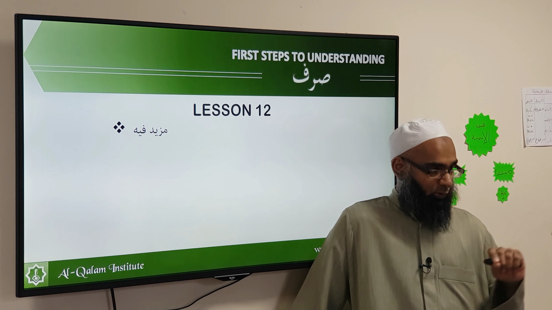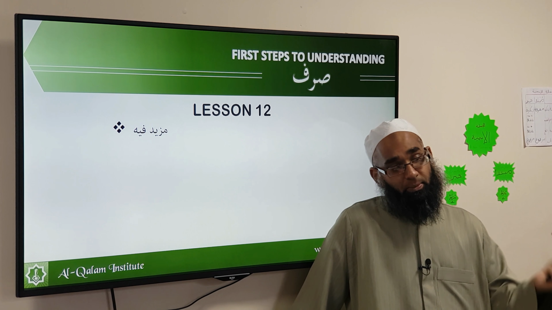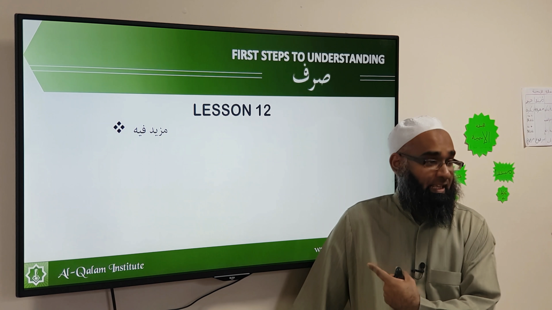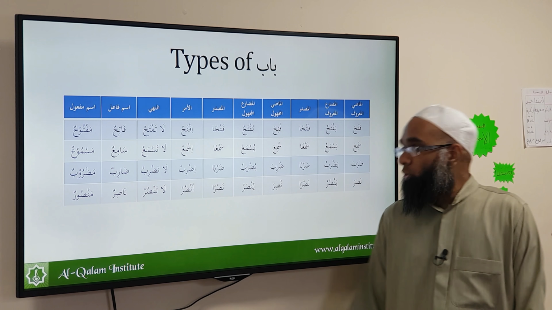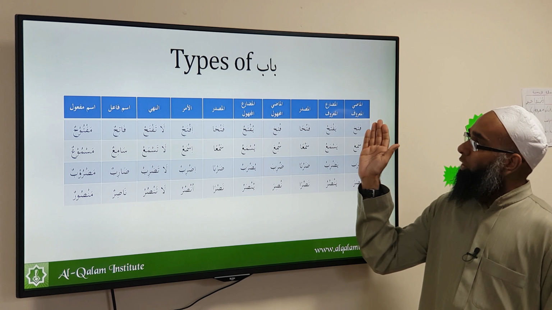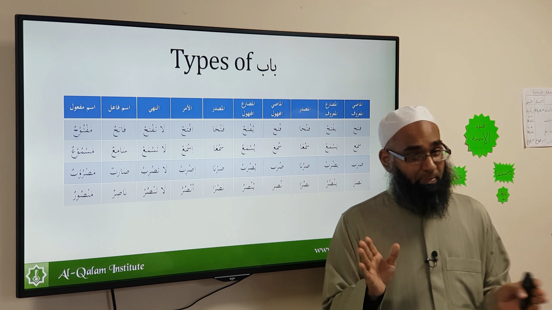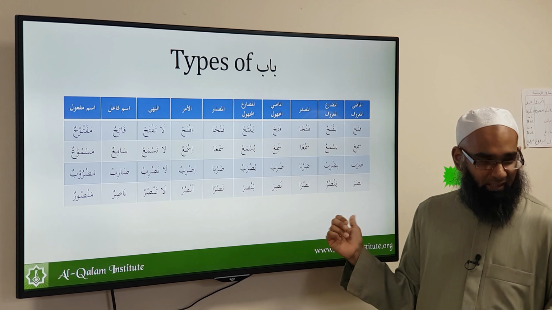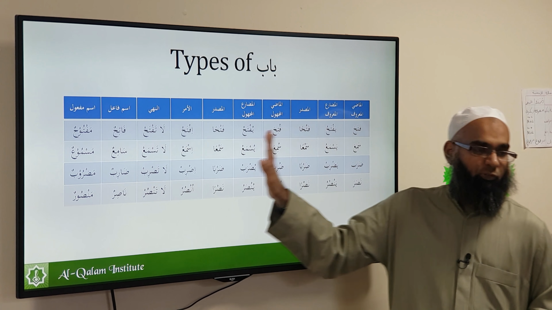Last lesson we discussed the huruf asliya and huruf za'ida. I told you that depends a lot, that is a foundation for this lesson. So this is a quick recap. These are all the six babs that we've done before, and there's karuma and hasiba as well. So these are the babs we've done before.